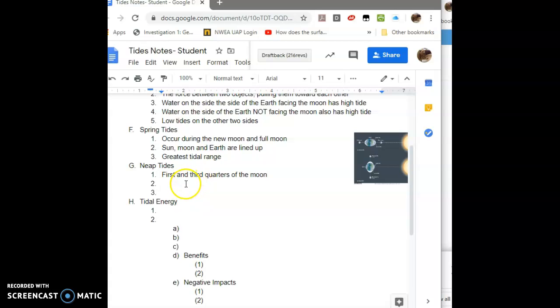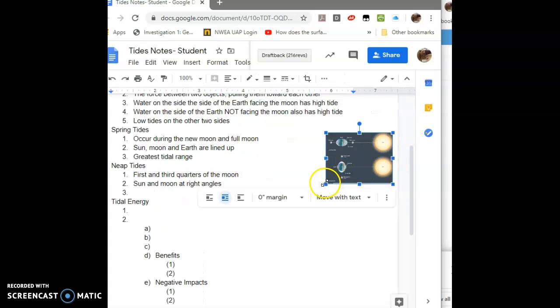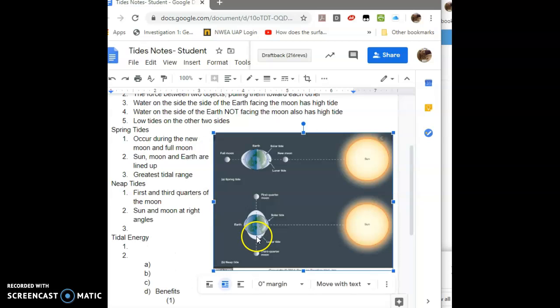It's when the sun and the moon are at right angles. Okay, so again, back to my picture. You have the sun here, the earth here. Well, then at the first quarter moon and the third quarter moon, they're actually working against each other. Okay, so the solar tide is pulling this way and the lunar tide is pulling this way. So they're kind of working against each other. So you're not going to have as big tides here.